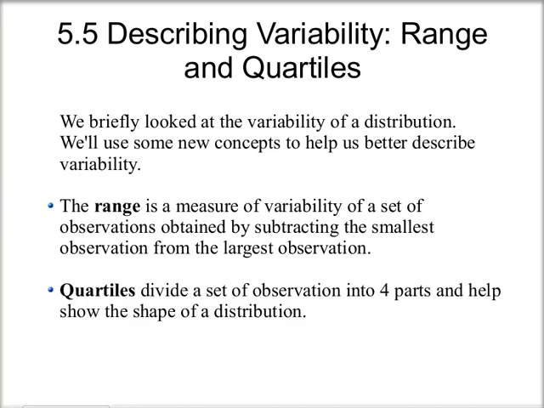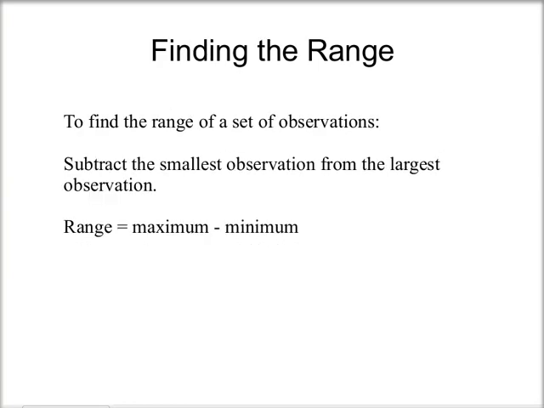Quartiles divide a set of observations into 4 parts and help show the shape of a distribution. So let's look more closely at how to find these measures. First, to find the range, as we said, we just subtract the smallest observation from the largest observation. So the range is equal to the maximum value of a data set minus the minimum value. That's pretty easy. You just have to find the largest and smallest values and find their difference.